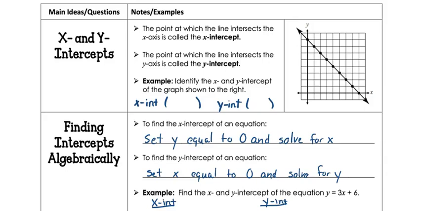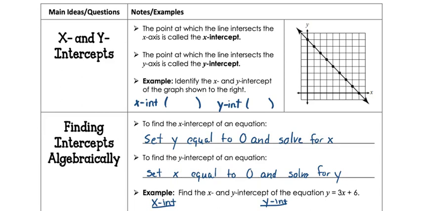Okay, in today's video, we're going to talk about x and y intercepts. So you're going to find that today it's all about where does my graph cross on the x-axis and on the y-axis. So we have an example here. We have a line. Here's our x-axis, our y-axis.